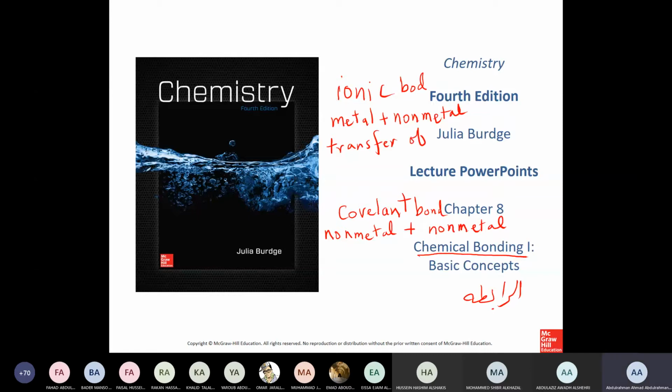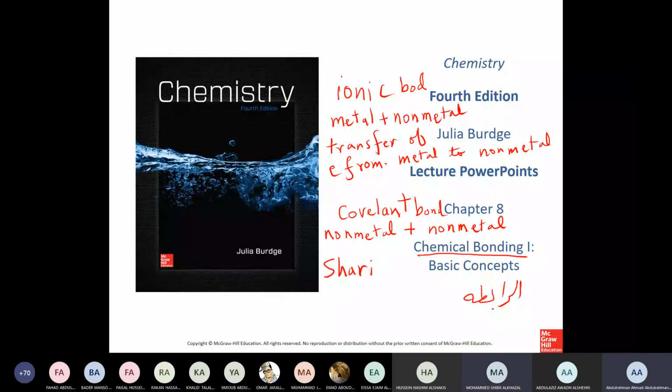Transfer of electron from what? From metal to non-metal. But covalent bond takes place by sharing electrons.